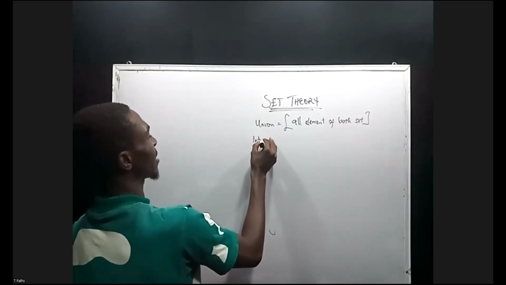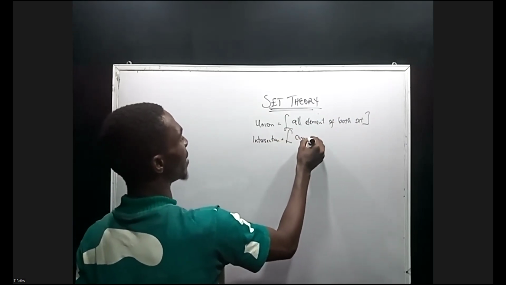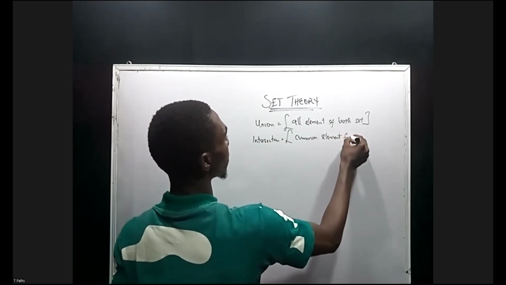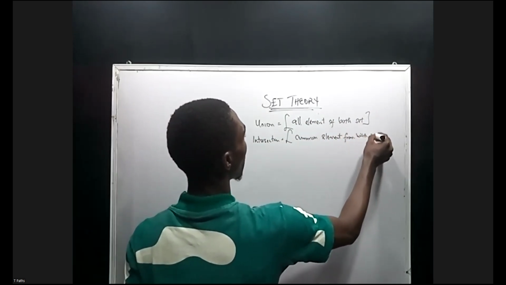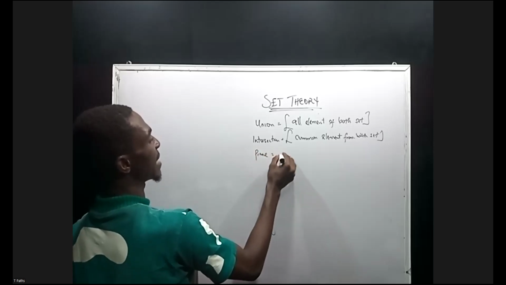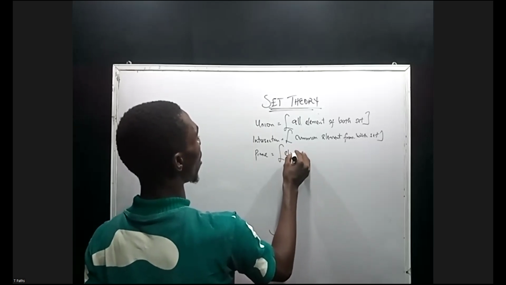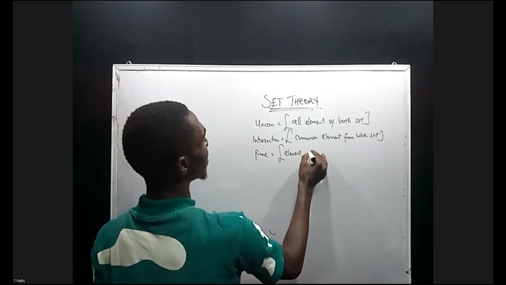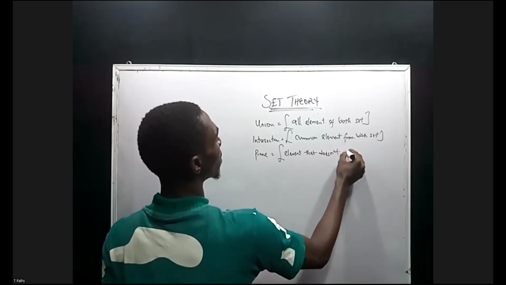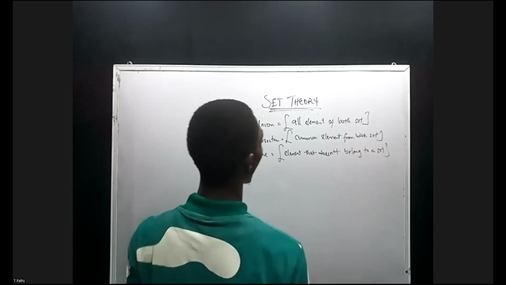We have the intersection of a set. Intersection of a set says the common elements from both sets. Now, we have the prime of a set. The prime of a set is the elements that don't belong to the set.